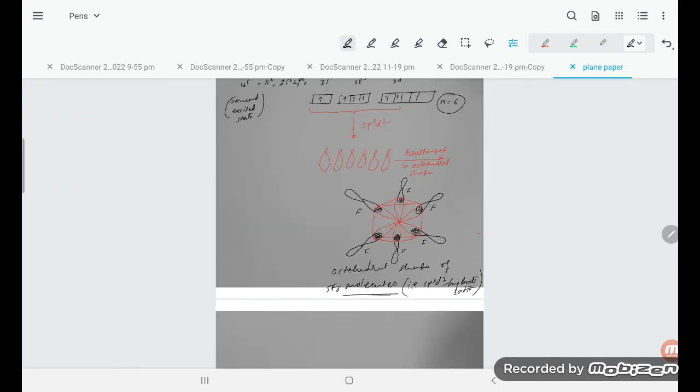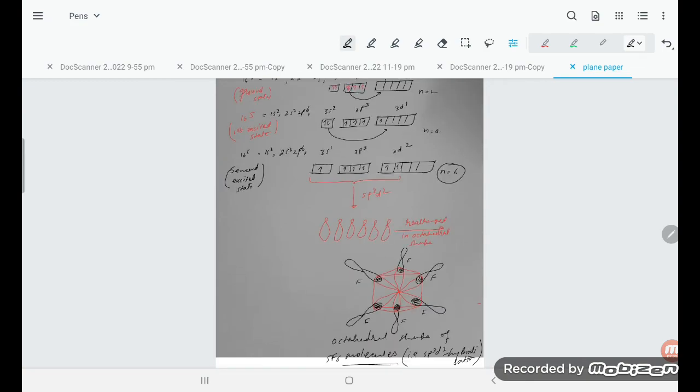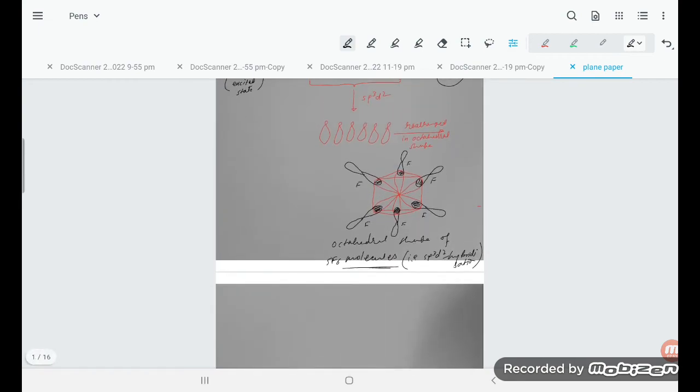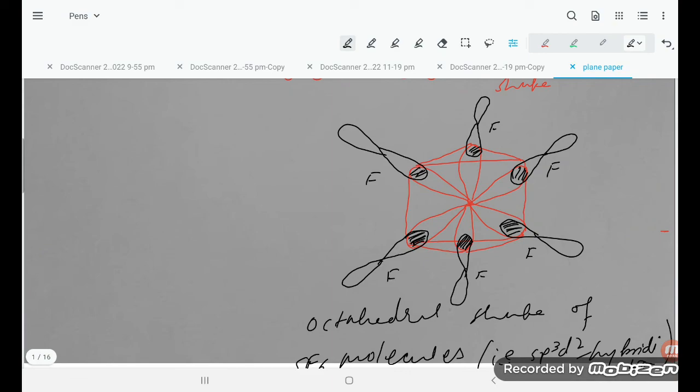You may find a little difficulty, but it is okay for learning. In the ground state, there are only 2 unpaired electrons. In the first excited state, 4 unpaired electrons. In the second excited state, 6 unpaired electrons. These 6 orbitals go for sp3d2 hybridization, forming 6 new orbitals with equal energy and equal shape. They rearrange in an octahedral manner. This is the shape of the SF6 molecule.